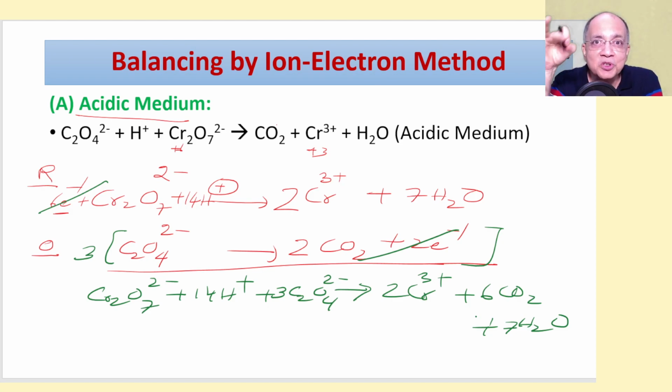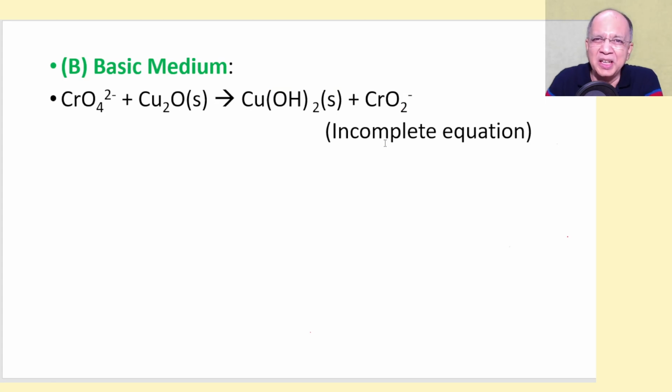For testing purposes, you can take oxygen as one of your test elements, and check whether it is equal on both sides or not, and then charge. Both sides should have the same charge. It's not the molecular equation, it's the ionic equation. So these are the rules for acidic medium. I have written them down. They are not very difficult rules. You have to equalize oxygen and hydrogen. In acidic medium, you have to use H+ ion.